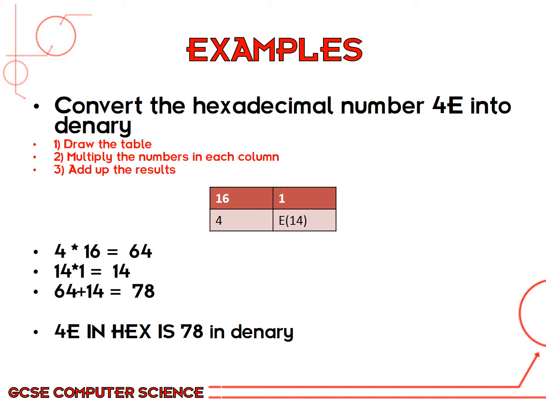So 4 multiplied by 16, 64. 14 times by 1 is 14. So we're going to add 64 to 14, and the answer is 78. So 4E in hex is 78 in denary.